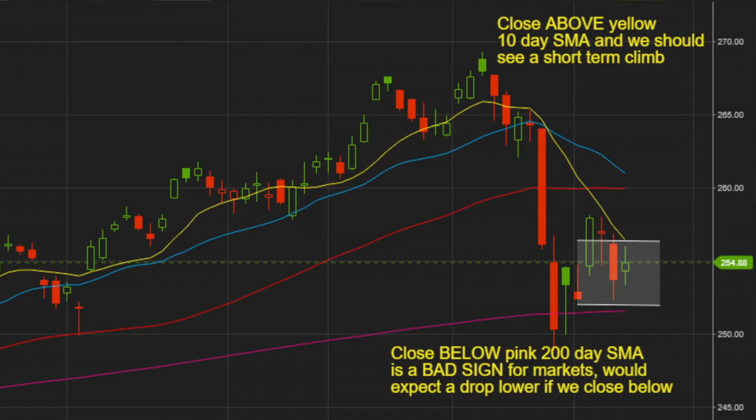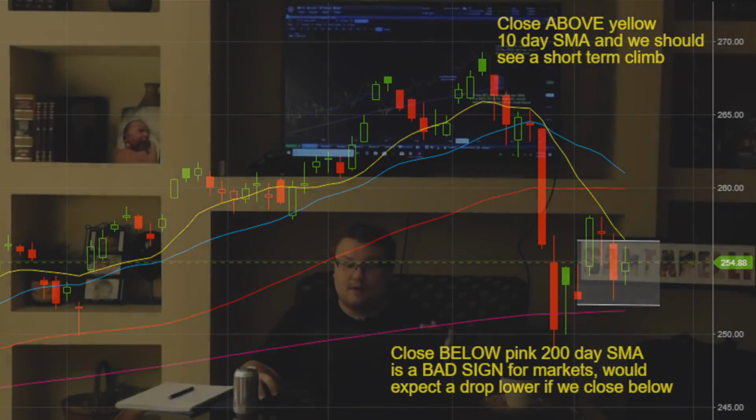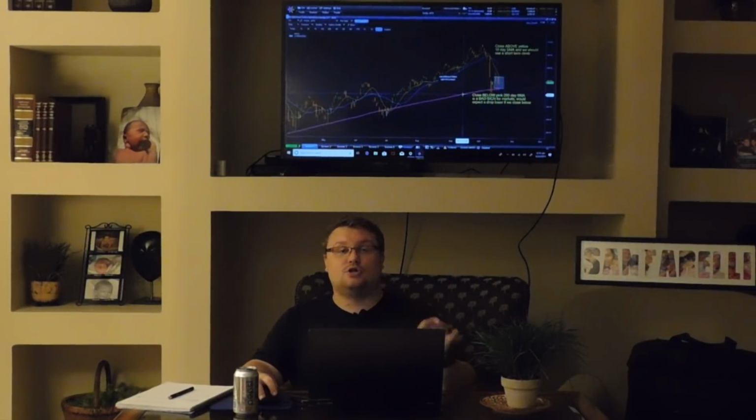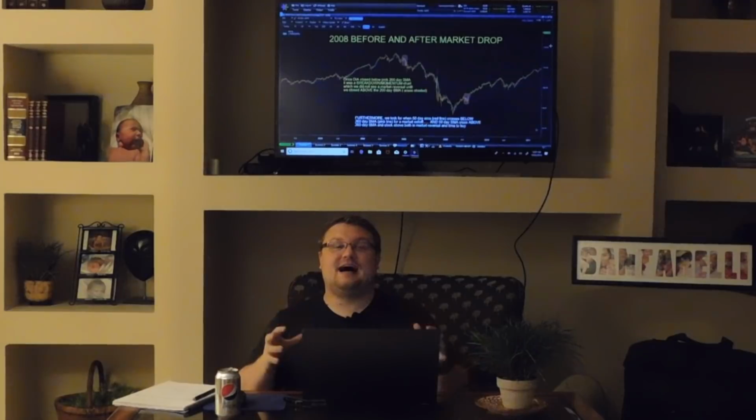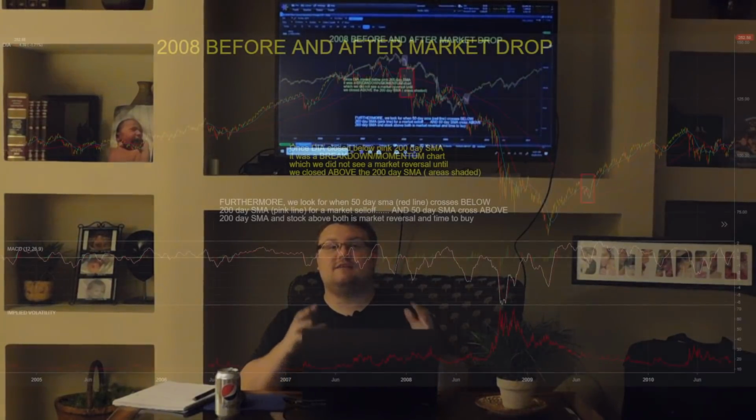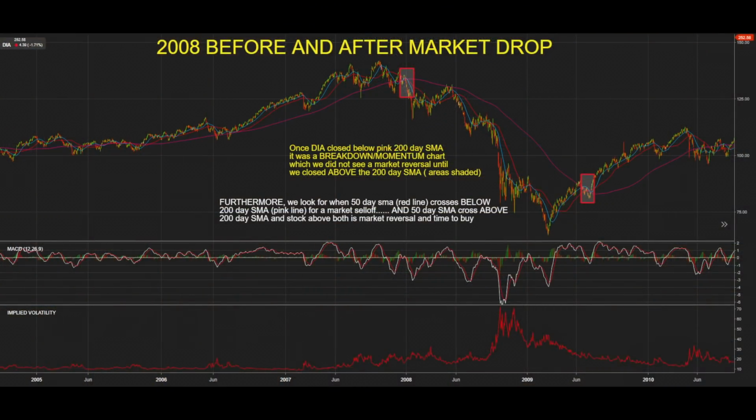And tech earnings is going to play a big role on this. That's going to be a good sign for the market. A close below this 200-day SMA, and that is going to make me worry that we're going to head much lower.